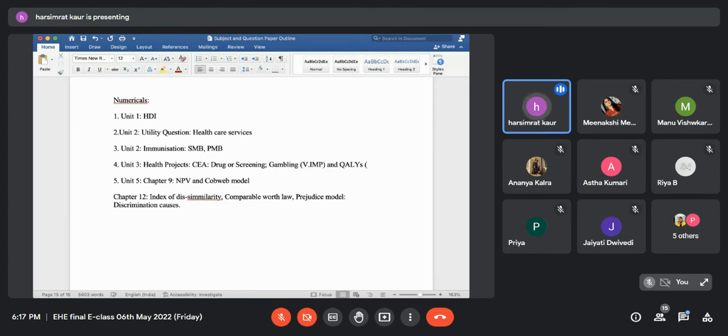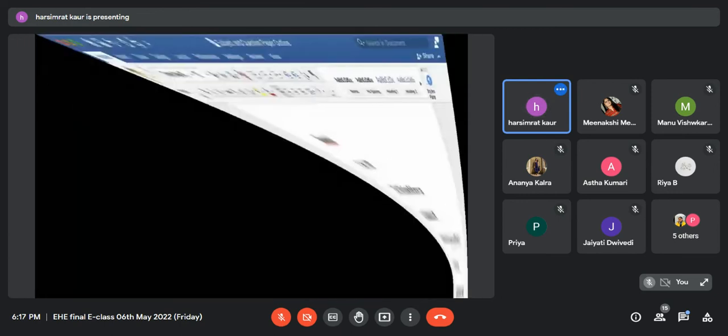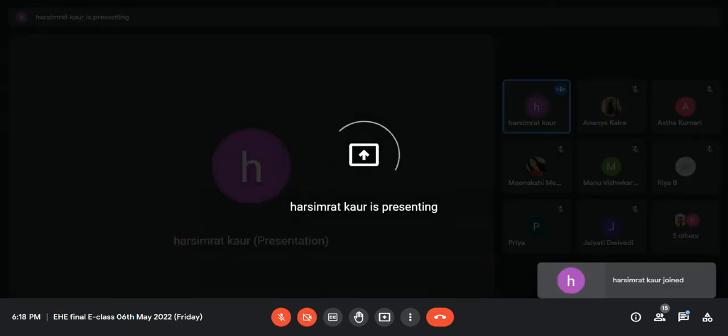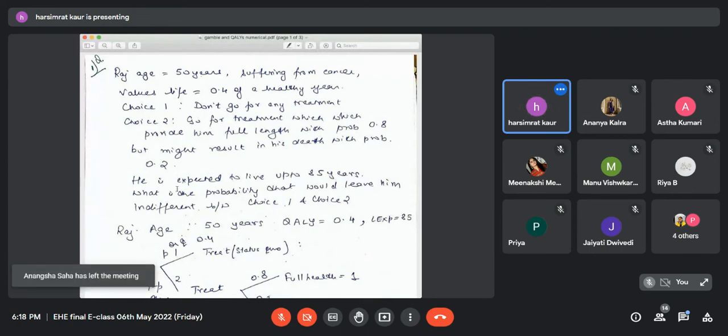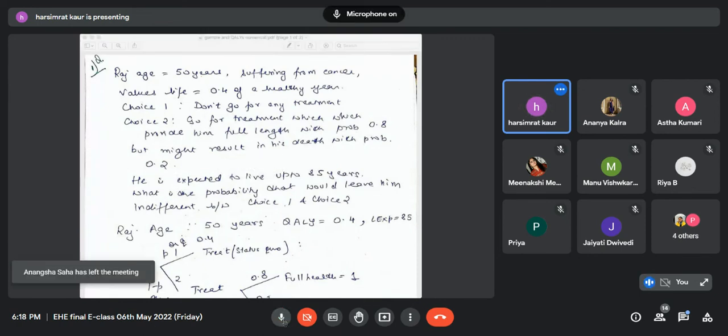So guys, एक second wait करना, एक second. Guys, 1 second. This is the gambling question. I hope the screen is visible. Guys, screen दिख रहा है?